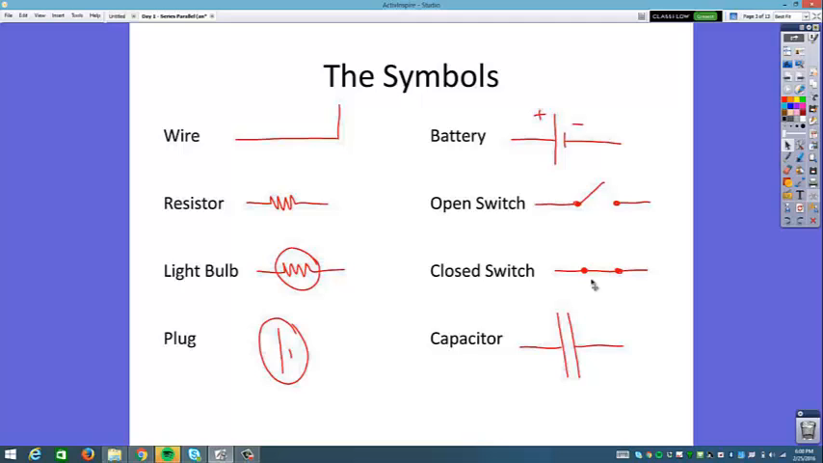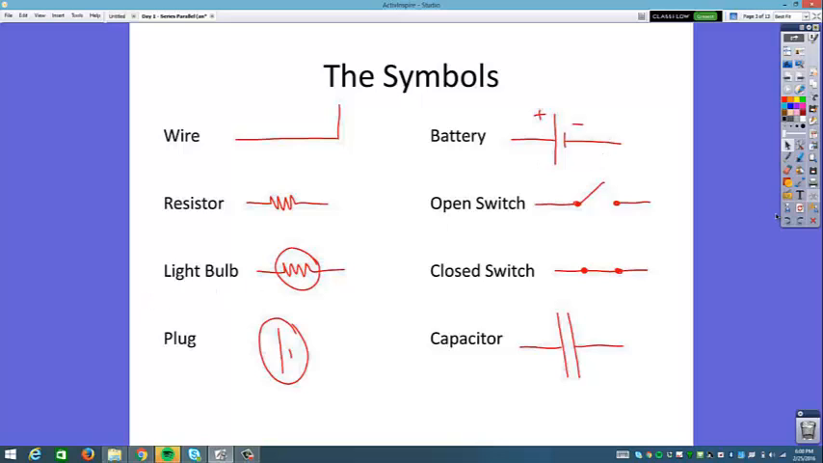And then the last one is going to be your capacitor. Your capacitor, you'll notice, is two parallel lines. One's going to be positive, one's going to be negative, just very similar to your battery. But the difference is that the capacitor, as we've talked about before, is made up of two parallel plates. So you have two parallel lines because your capacitor is two parallel plates. And again, then you just have the wires coming off of them like you did on the switches, the battery, the resistor, and the light bulb.